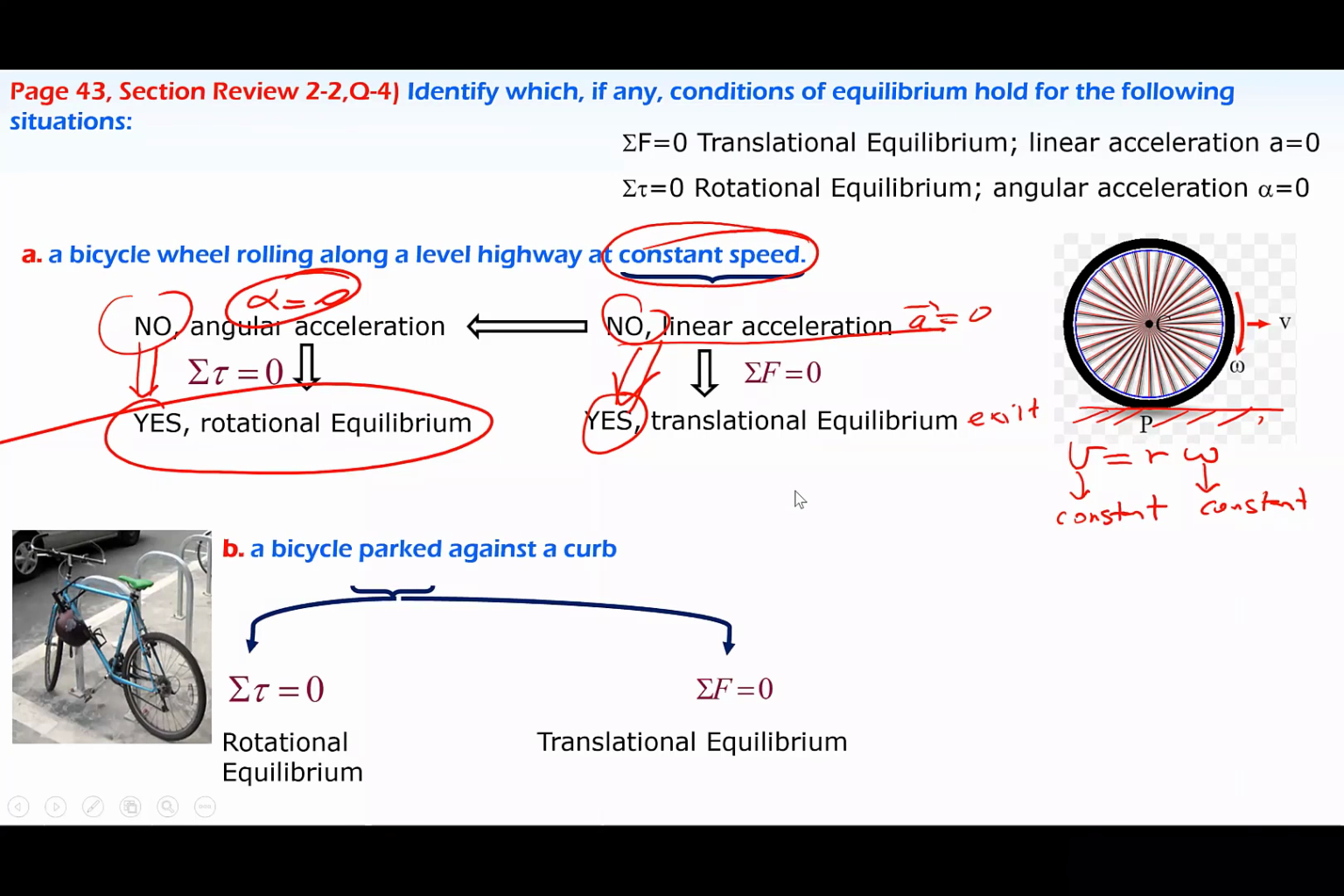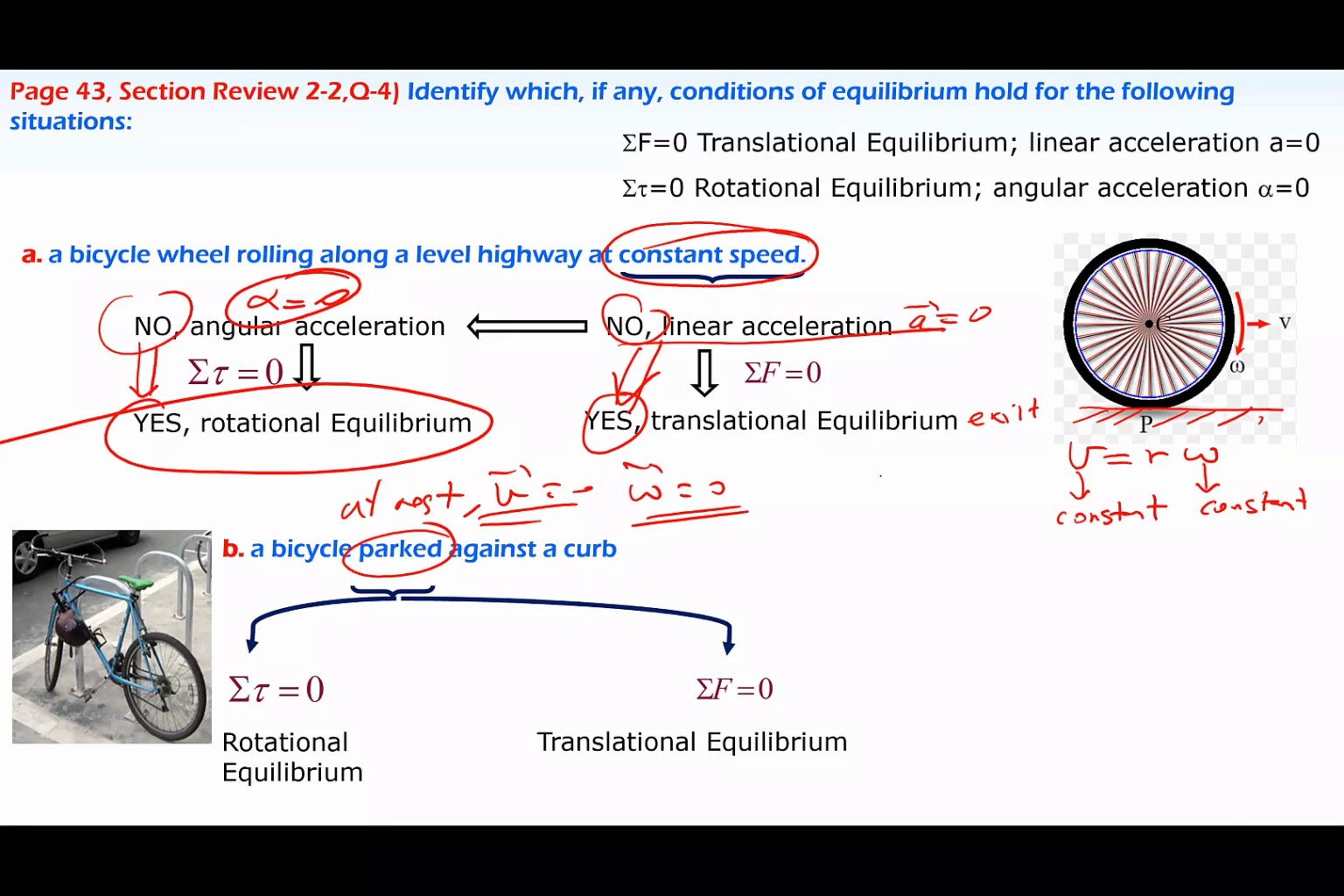A bicycle parked against a curb. Parked. What does parked mean? At rest. At rest means velocity is zero. If velocity is zero, angular speed is zero. No change in velocity, no change in angular speed. So in this case, both equilibrium exist.